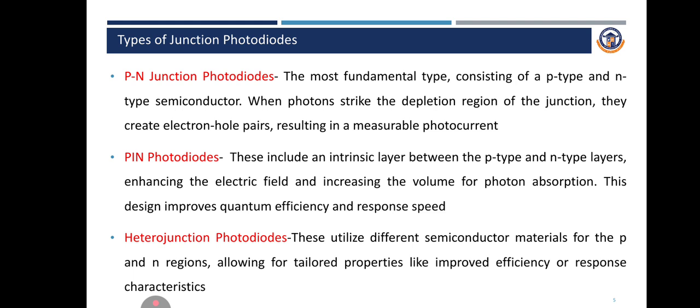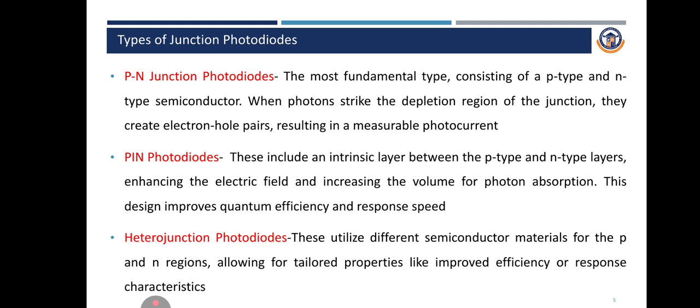These are the types of photodiodes. The first one is the PN junction diode, PIN photodiodes, and heterojunction photodiodes. So let us see the differences between these three types. First one is the PN junction photodiode, where P-type and N-type semiconductors are used.